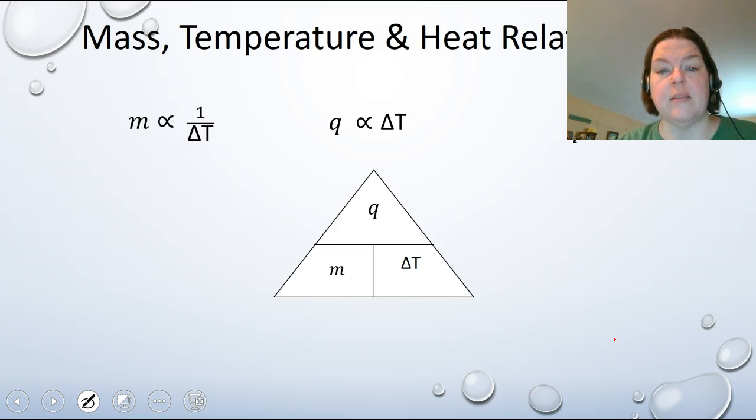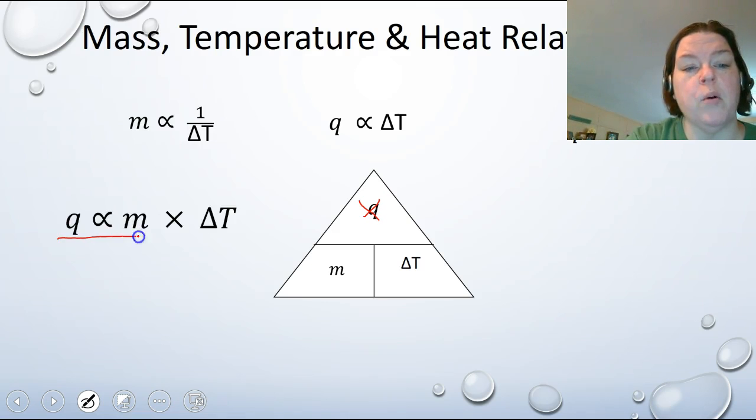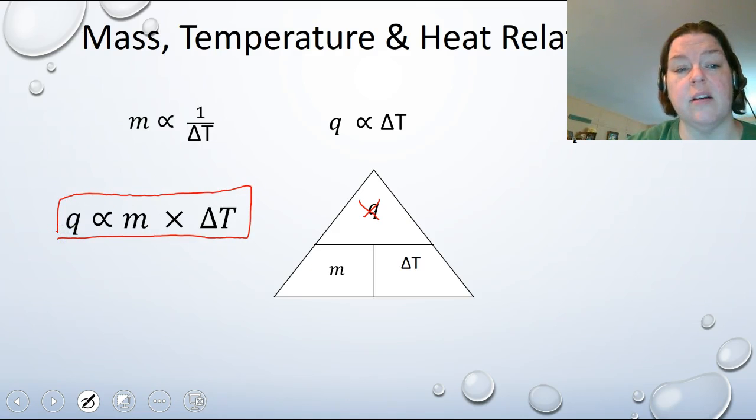And if you look at that, that makes sense because if I cover up Q, I get a direct relationship with M and delta T. So that looks pretty good. So now we get that Q is proportional to both M and delta T. So M times delta T is proportional to Q. Everybody understand and make sense of that? If you don't, tomorrow ask some questions, okay?